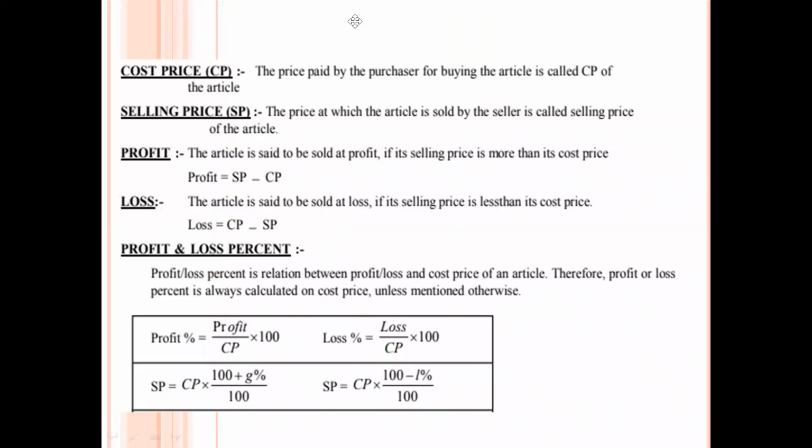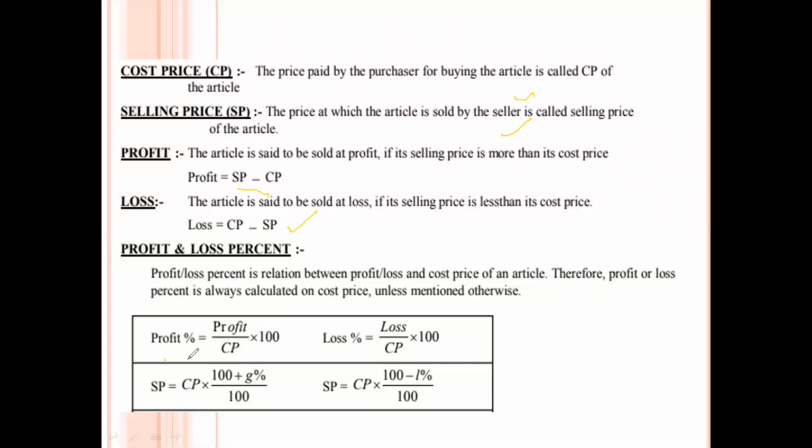Here, generally, cost price means the buying price. The selling price is called selling price. If selling price is more and cost price is less, in that situation we get the profit. So profit formula is selling price minus cost price. Loss means if the cost price is more than the selling price, in that situation we get the loss. Loss equals cost price minus selling price.